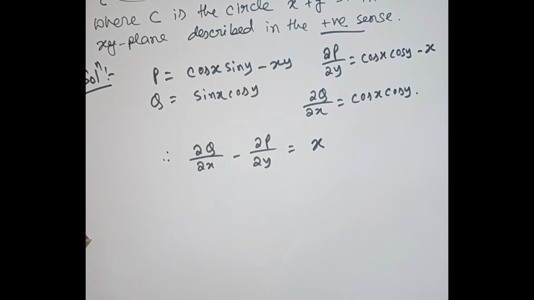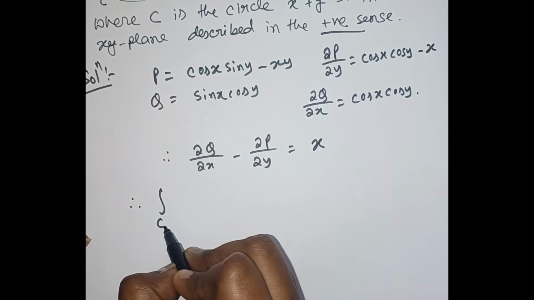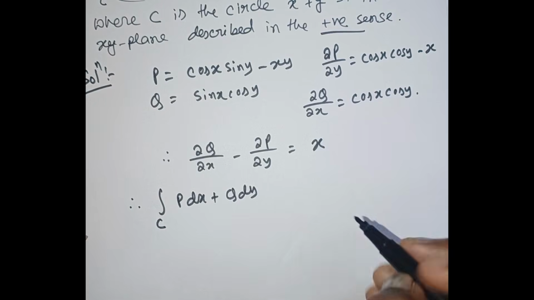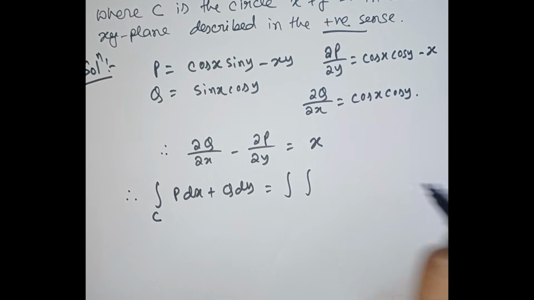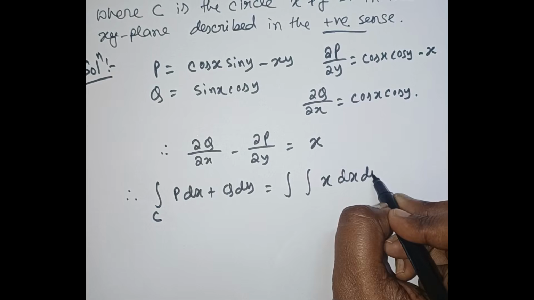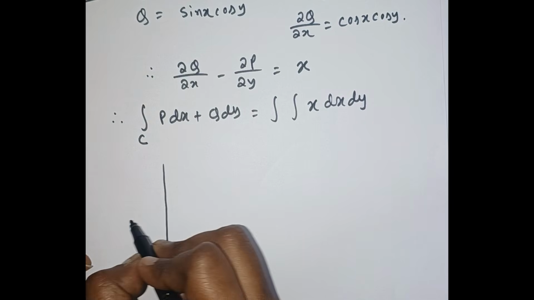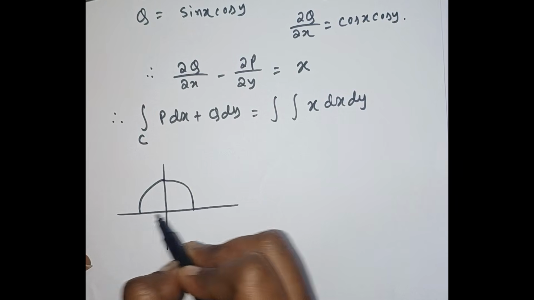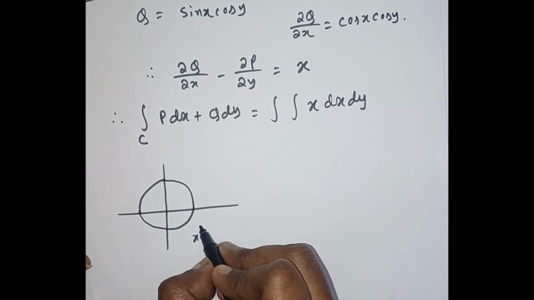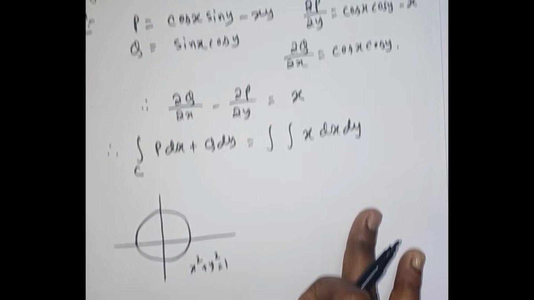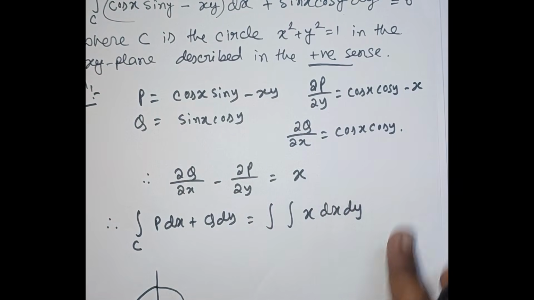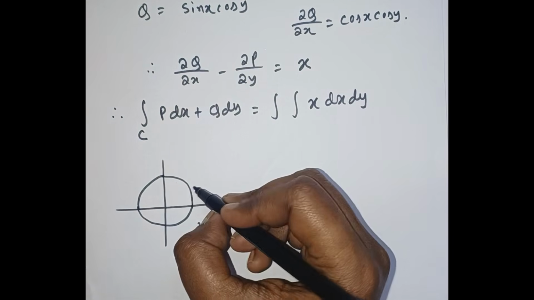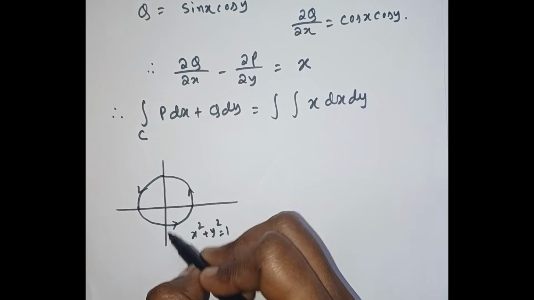Now by Green's theorem we know that we have to solve the double integration, because Green's theorem states that if we have line integration P dx plus Q dy, then it will be equal to double integration of del Q del x minus del P del y dx dy. Hence x dx dy. Now let us draw the region in this case. Since it is given that x square plus y square equals 1, that is the unit circle, the radius is 1 and the center is the origin. So this is our region, and positive sense means counterclockwise.